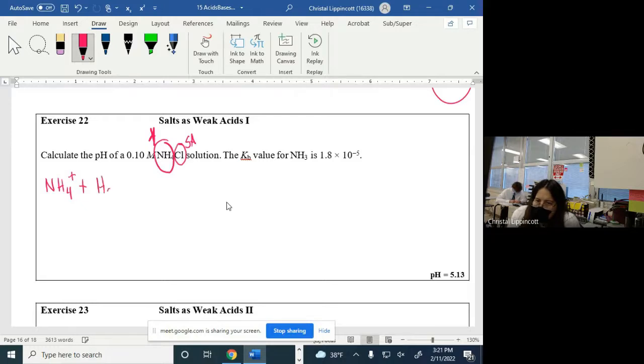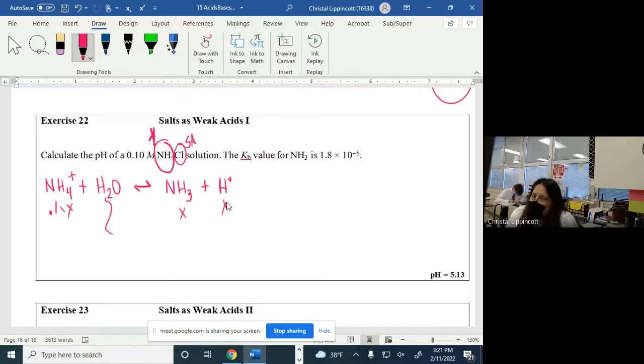NH4 plus plus H2O is going to give me NH3 plus H plus. Okay. Ignore this. This is 0.1, so it's going to be 0.1 minus x, x, x. Everybody okay with my abbreviated ICE table? Yes. All right.